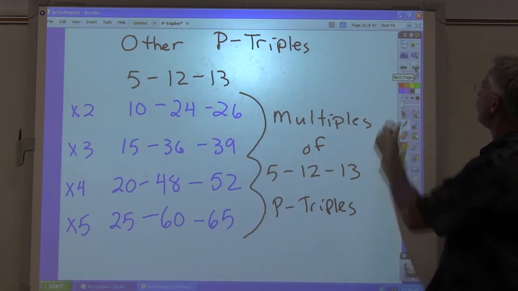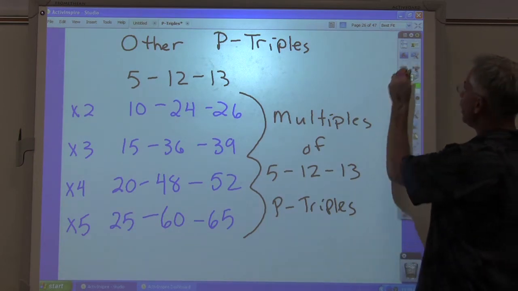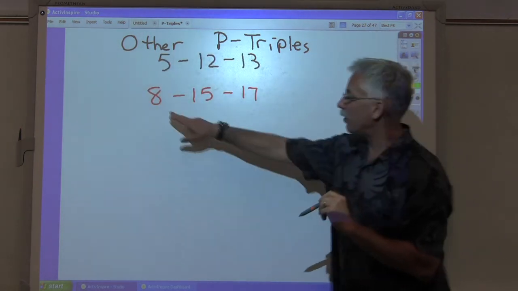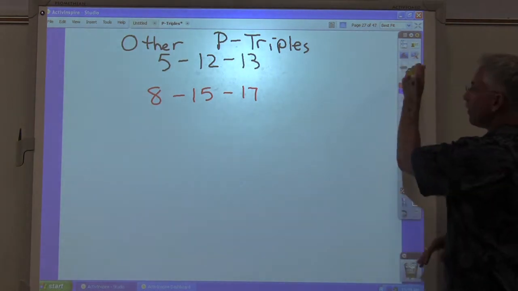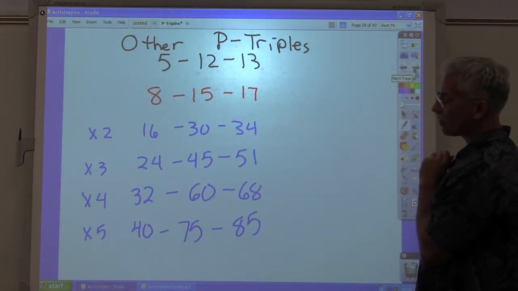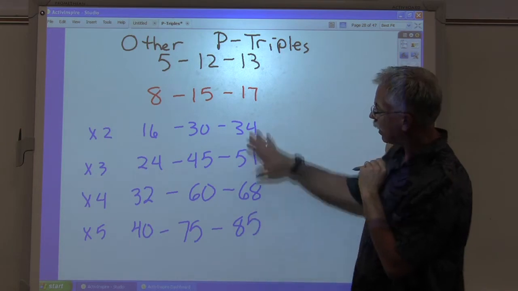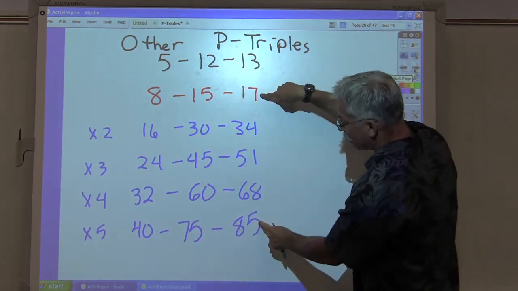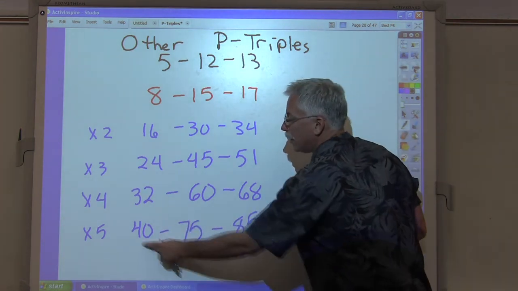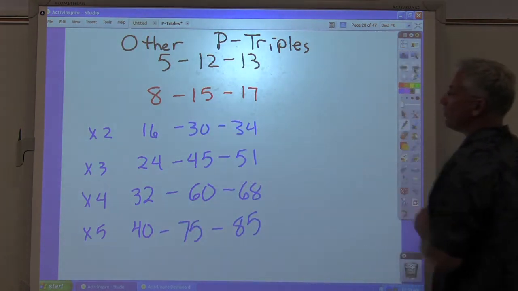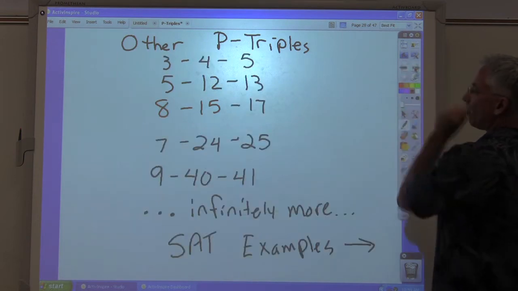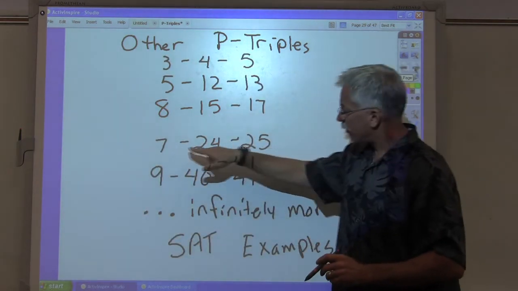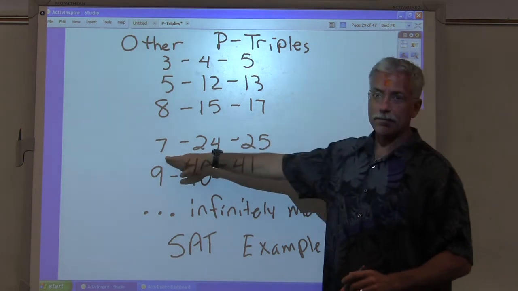Okay, let's do some other P triples that come up on the SAT a lot, you guys. 8, 15, 17 is another P triple. 8 squared plus 15 squared equals 17 squared. And so if I go times 2, times 3, times 4, times 5, here is 8 times 5, 15 times 5, 17 times 5. These are all P triples. They're multiples of 8, 15, 17. So let's do some more P triples, you guys. 7, 24, 25 is a common P triple, you guys.